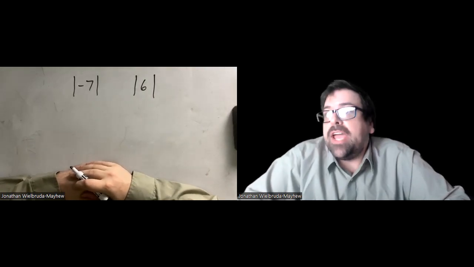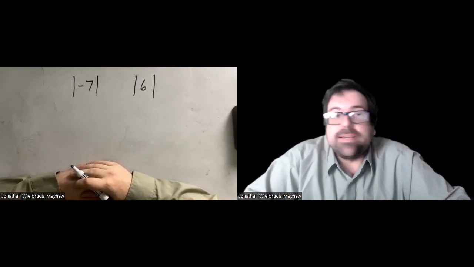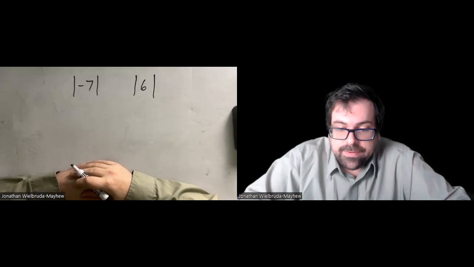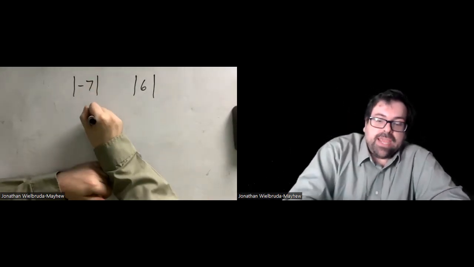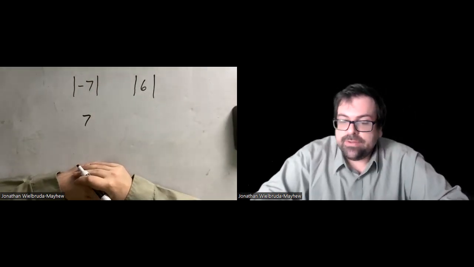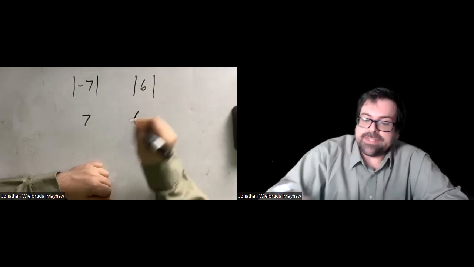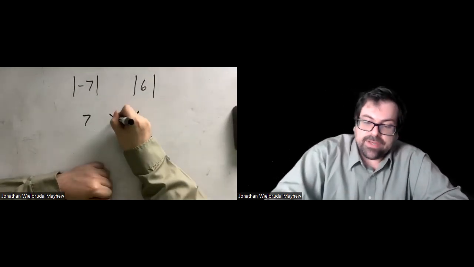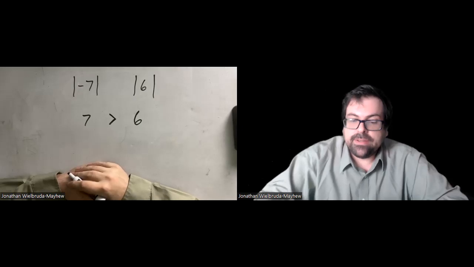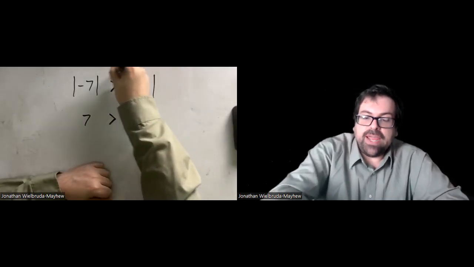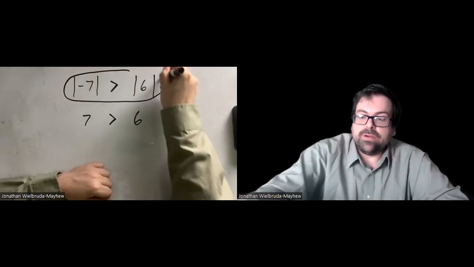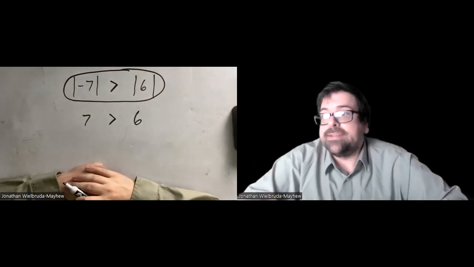The absolute value of -7 and the absolute value of 6, we're comparing. Well, the absolute value of -7 is +7. The absolute value of 6 is 6. 7 is greater than 6. So the absolute value of -7 is greater than the absolute value of 6.